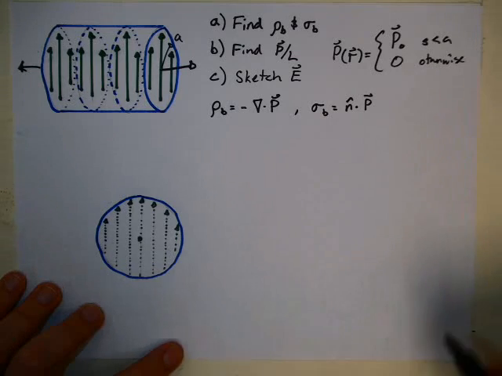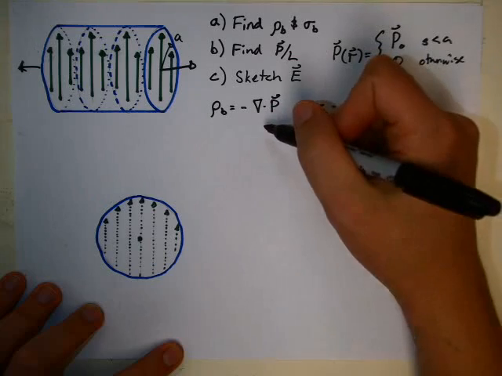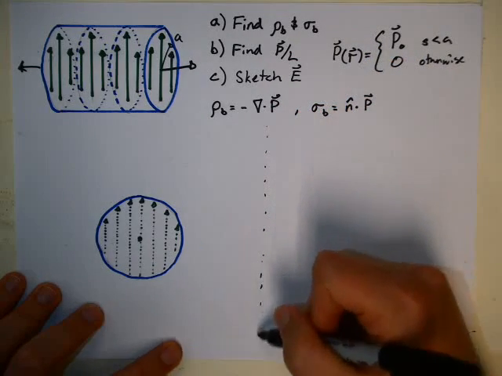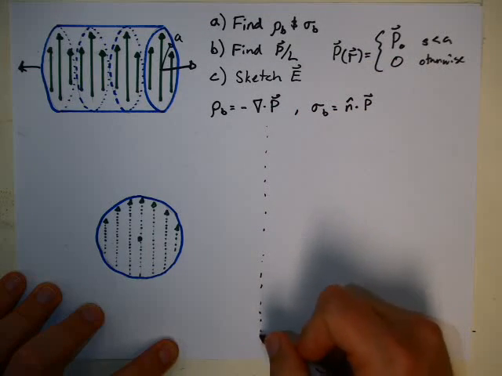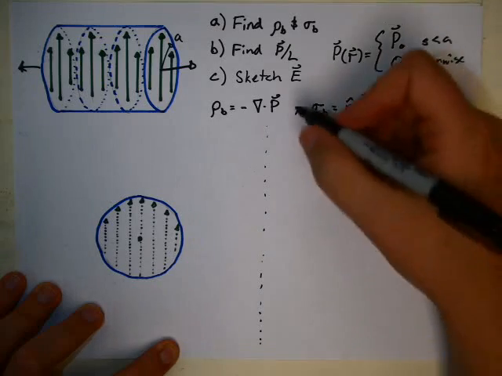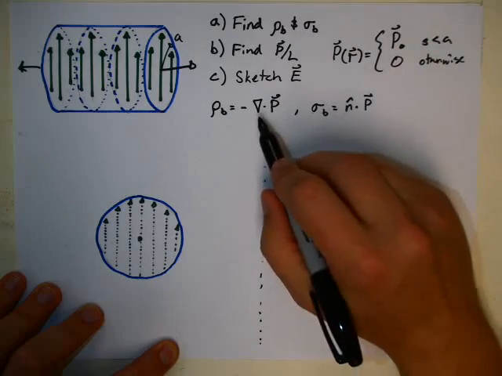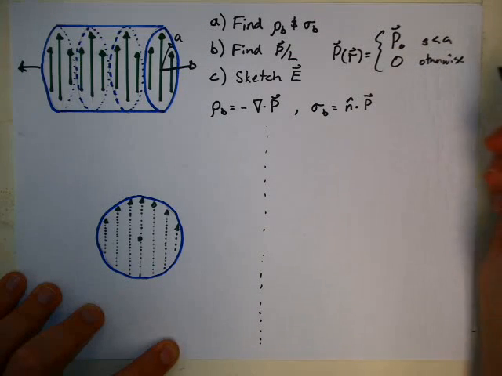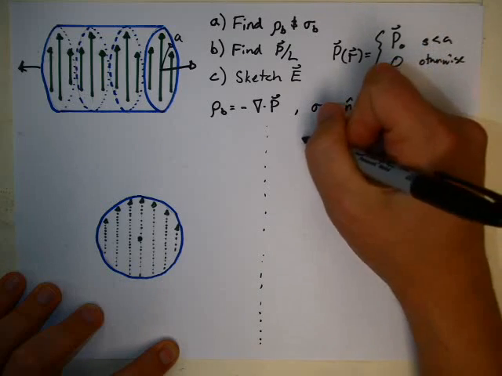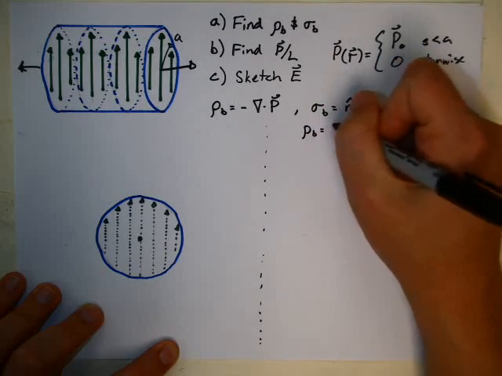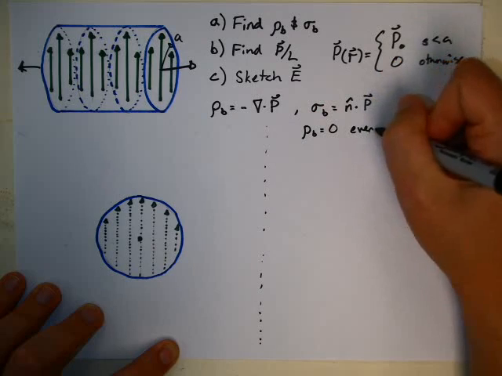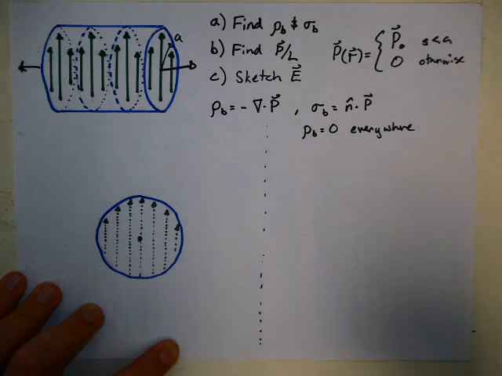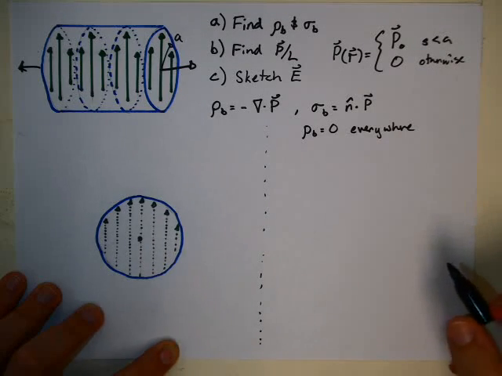So we can go ahead and do both of those to start out, and I'm going to only work in this half of the paper in order to have this half to sketch the electric field. To start out, we have a divergence of a polarization, but if the polarization is constant in our two different regions, we're simply going to find that rho b is equal to 0 everywhere. Sigma b is a little more interesting for us.